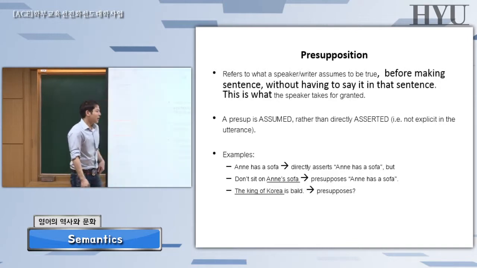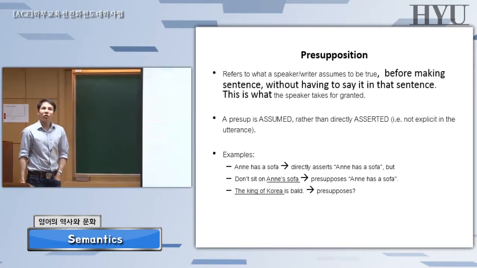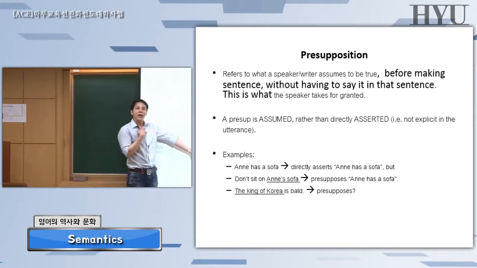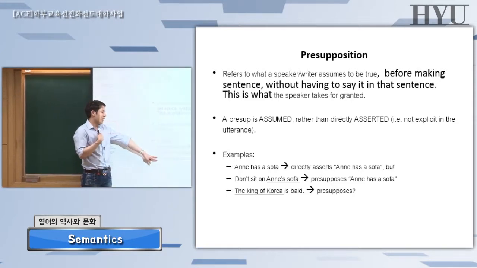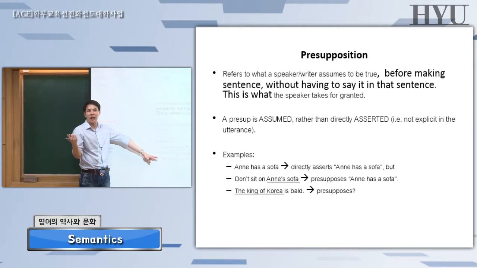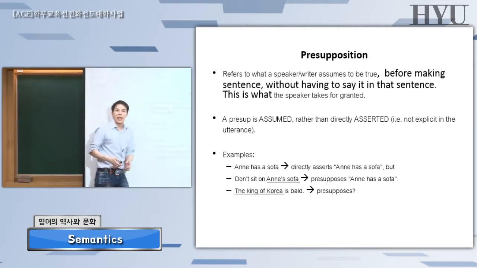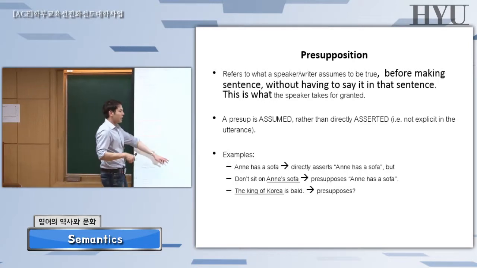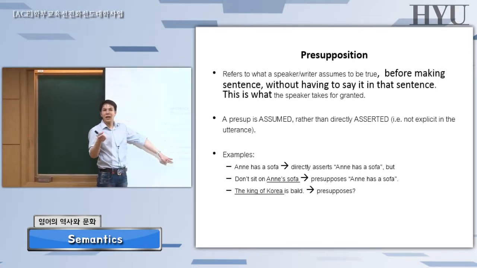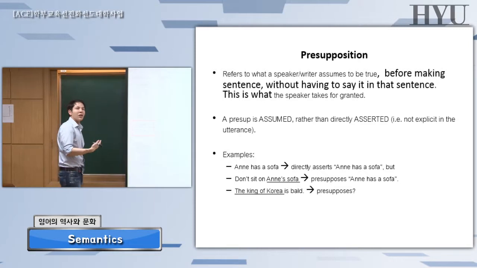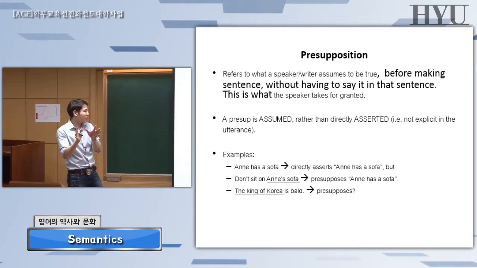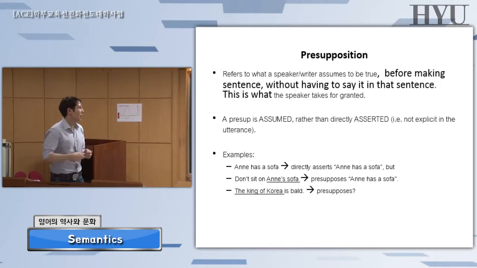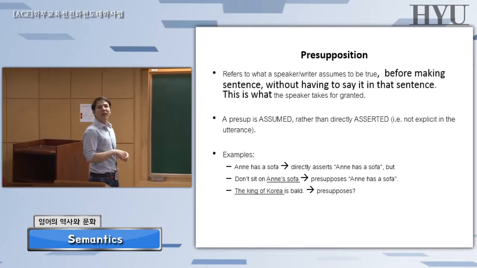Or if I say the King of Korea is bald, it means that I must have presupposed that there is a King of Korea. If I say that the King of Korea is bald, it means that I think already that there is a person who is the King of Korea. So it presupposes that Korea has a king.